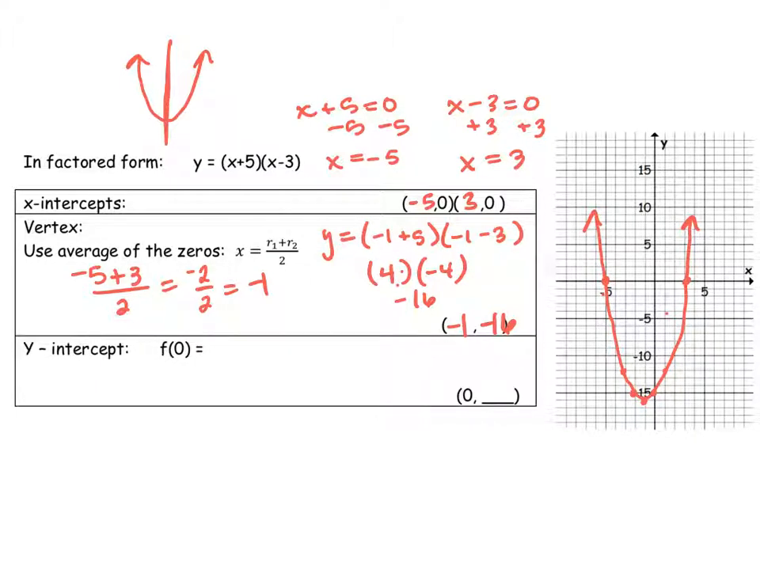On the y-intercept, again, we don't have to do this part, but plug in 0 for your x's, so 0 plus 5, 0 minus 3 is 5 times -3, which is -15, which we already see on the graph right there.